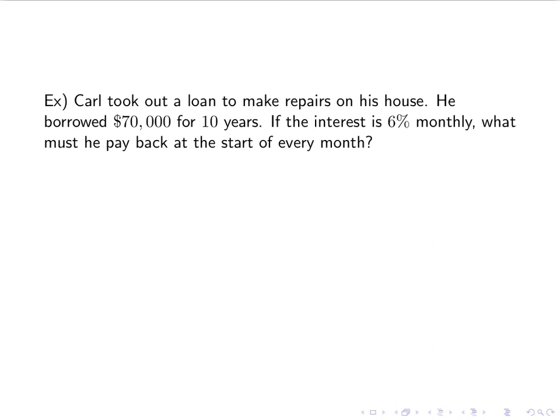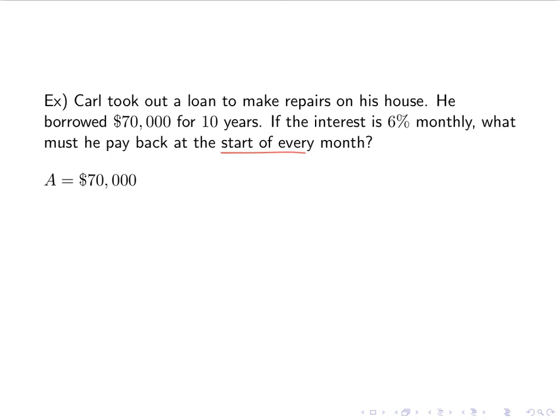For our last one, Carl took out a loan to make repairs on his house. He borrowed $70,000 for 10 years. If the interest is 6% monthly, what must he pay back at the start of every month? So he borrowed the $70,000. That is before any interest has been applied to it. So that makes the $70,000 A. What must he pay back at the start of every month? That's R. So again, we are looking for R. And it's the start of every month. That tells me it's annuity due.